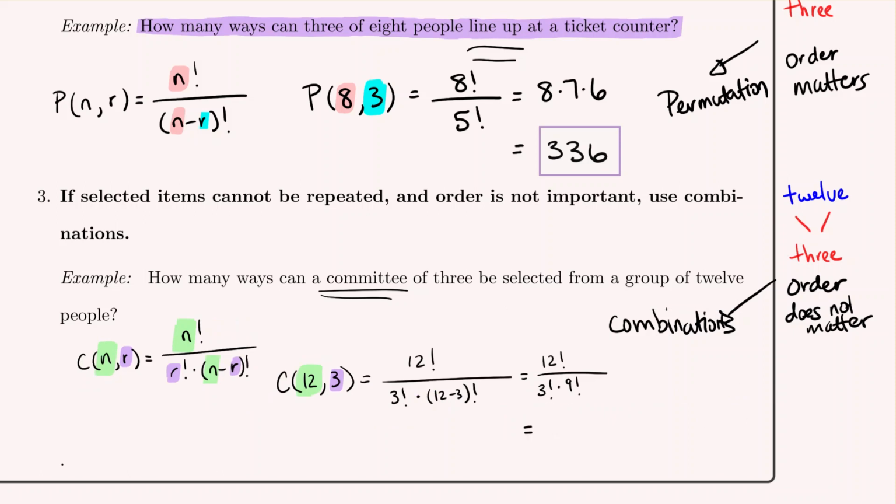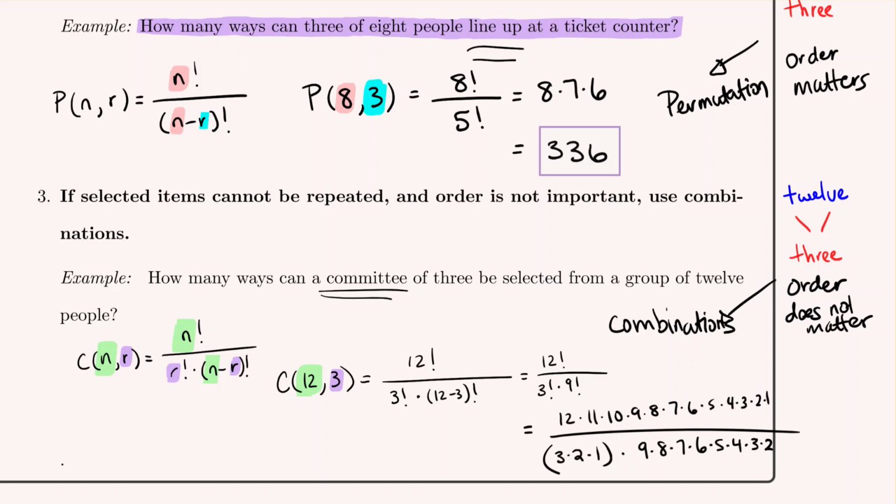Now I'm just going to write all of these out just to help people visualize. If you're comfortable saying, oh, with the 12 factorial over the 9 factorial, all that would be left after you cancel is 12 times 11 times 10, keep going with your work. I'm going to write that out so we can see. 12 factorial is 12 times 11 times 10 times 9 times 8 times 7 times 6 times 5 times 4 times 3 times 2 times 1. 3 factorial is 3 times 2 times 1. And then 9 factorial is 9 times 8 times 7 times 6 times 5 times 4 times 3 times 2 times 1.